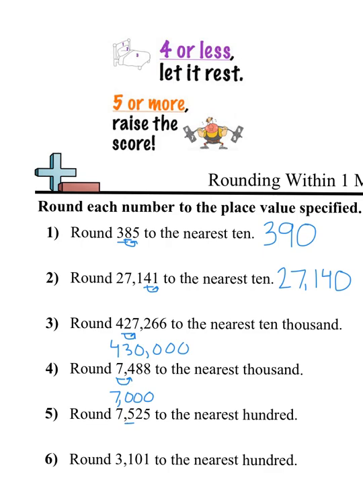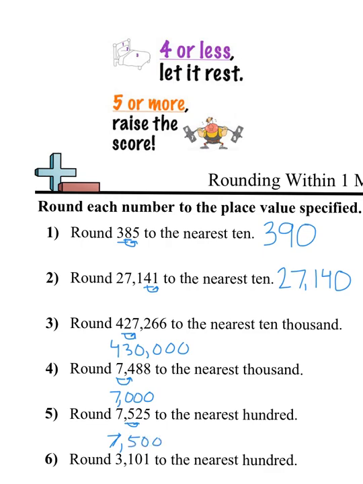The neighbor to the right of the 5 is a 2, which means we need to round down or stay the same. So that means the 5 will stay in the hundredths place. So our answer is 7,500.